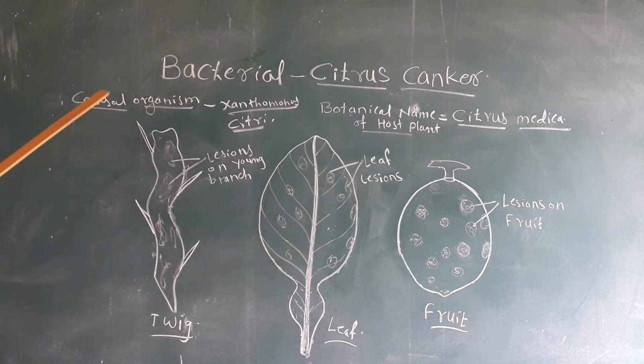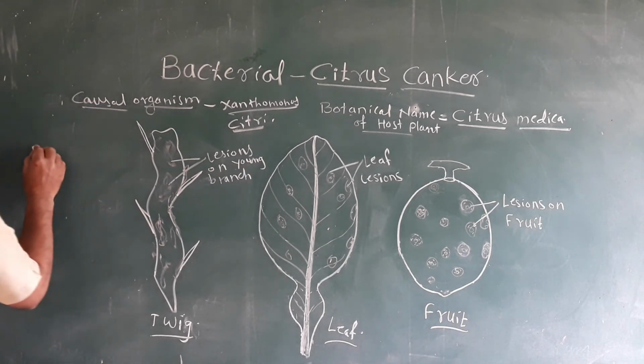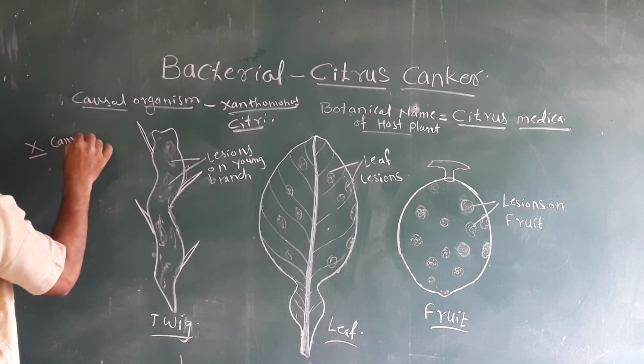Then the next part is the causal organism. Causal organism means the organism which is responsible for the development of the disease. It is known as the causal organism, or it is also called the causal agent. Here the causal organism is a bacterium, and the name of that bacterium is Xanthomonas citri, also called Xanthomonas campestris.